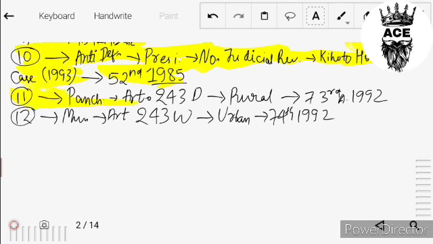Then the 11th Schedule deals with the Panchayati Raj. Panchayati Raj means rural local government, and it comes under Article 243D. Mark my word, the articles are important.